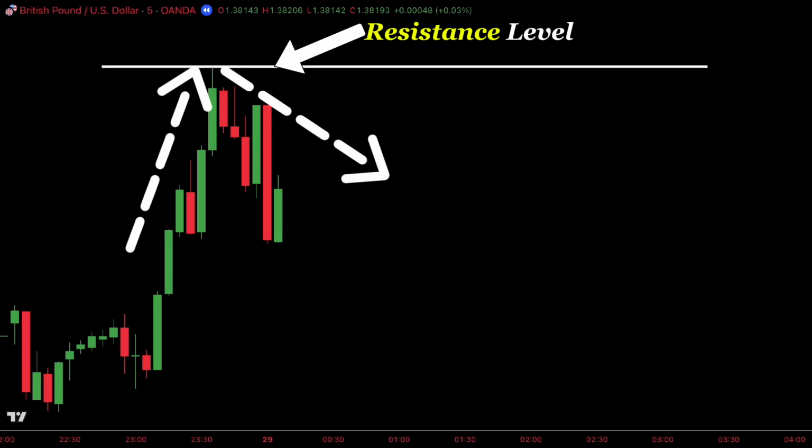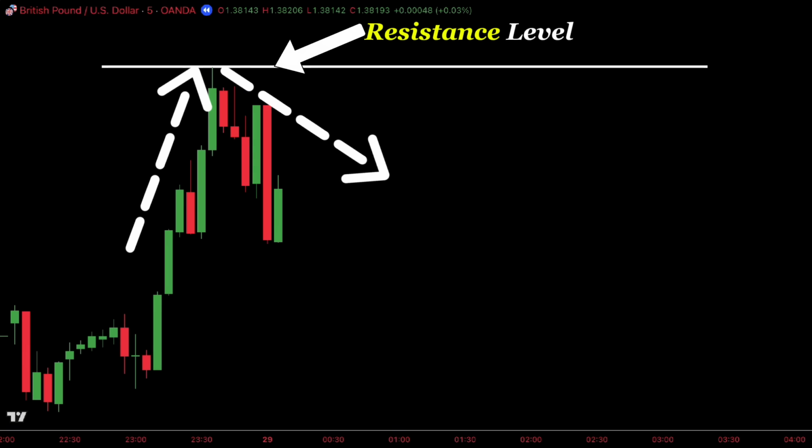Simple, clean, and clear. Strong and aggressive reactions. When price moves away from a level with speed and momentum, forming large candles and sharp movements, it indicates strong buying or selling pressure. The more powerful the reaction, the more significant that level becomes. These explosive moves often reveal where institutions have entered the market and left their footprint.